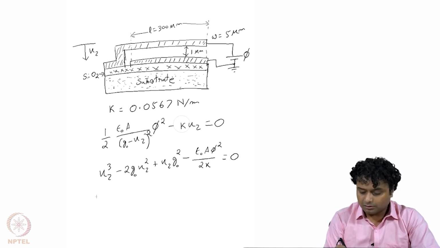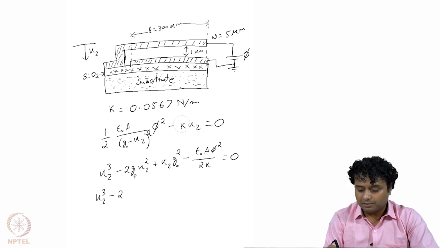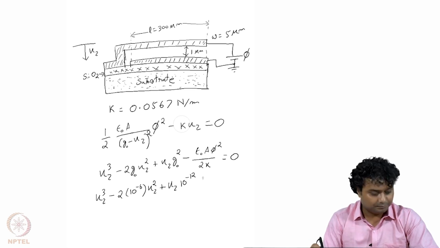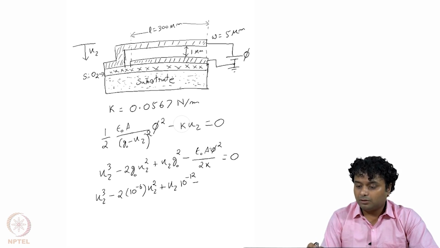already know. Okay. So it becomes uz cube minus 2 into G0, G0 is the gap which is 1 micron, so that is 10 to the power minus 6, into uz, our unknown variable, plus uz into G0 square, meaning 10 to the power minus 12, minus, so A we already know, A is 300 into 300 micron into 5 micron, that is 1500 micrometer square, right. Epsilon naught also we know, that is our air permittivity.